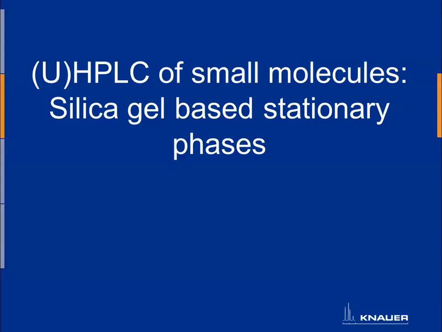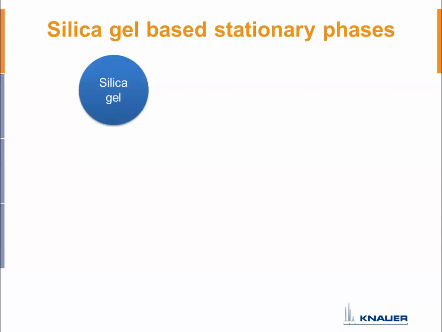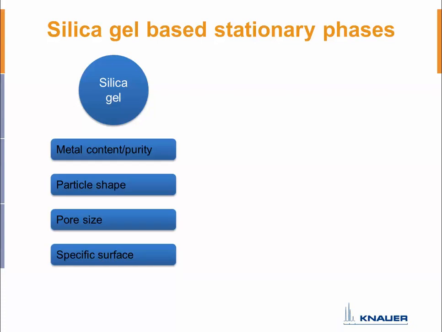So if we are talking about the silica gel based stationary phases, we have to take into account some parameters from these phases to compare them to each other or to know something about their selectivity. First of all, you have the ground silica gel, and this already has parameters like the metal content that defines the purity of the silica gel. You have the particle shape and the pore size and also the specific surface. And the specific surface is somehow linked to the pore size, because when the pore size gets smaller, of course the surface gets bigger, because you have more pores per particle and therewith more surface on it.